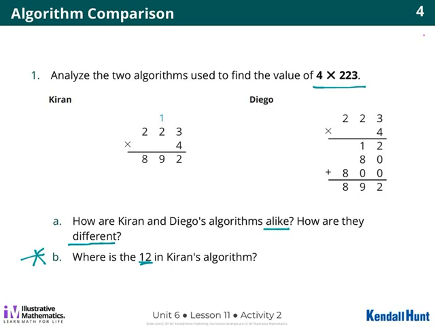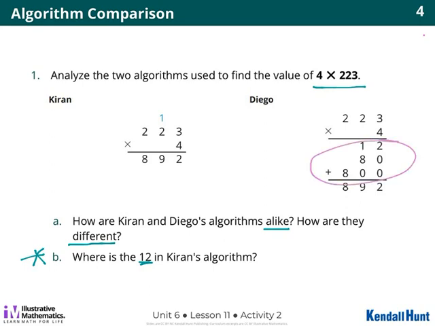Okay, so guys, first of all, we're going to talk about question A. How are Kieran and Diego's algorithms alike? Now, if you said they both multiplied the same number and they both found the same answer, I'm going to tell you you're not done. That's not correct. Well, I mean, they did do that, but what in their method is the same? Hadley. They both lined up their digits. Did you guys notice that?